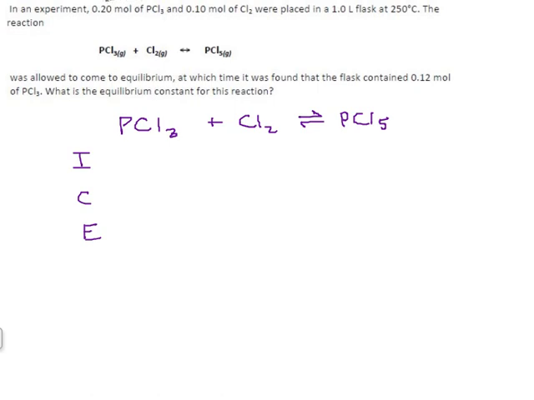We shouldn't automatically put this in the table because it's just moles. However, something nice happens. The concentration is number of moles divided by volume. So it's 0.20 moles divided by, what's the volume? Hooray, 1 liter. So that means we can use these numbers because we're dividing them all by 1. PCl3 is 0.20. Chlorine is 0.10.